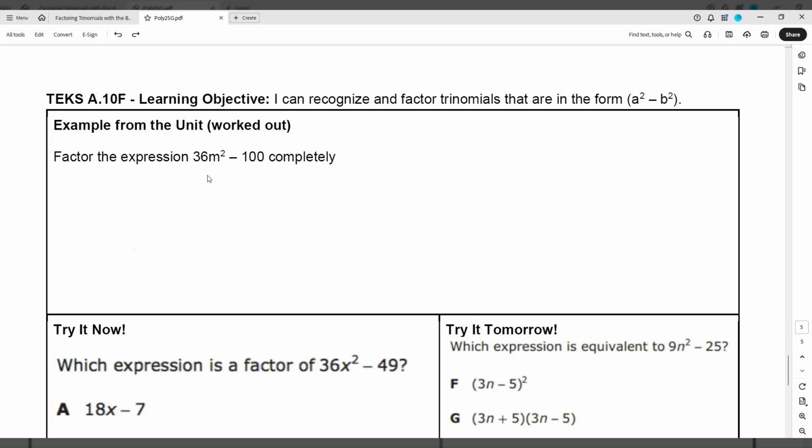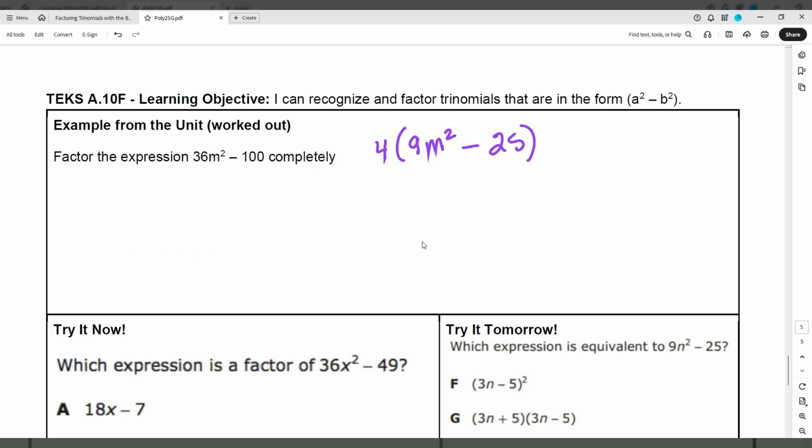All right. So again, I have this polynomial here, but notice there's no b term. There are a couple of ways that I can look at this, but the first thing I need to do, as always, is see if I have a GCF. I do have a GCF of 4. 36 divided by 4 is going to give me 9m squared, and 100 divided by 4 is going to give me 25.